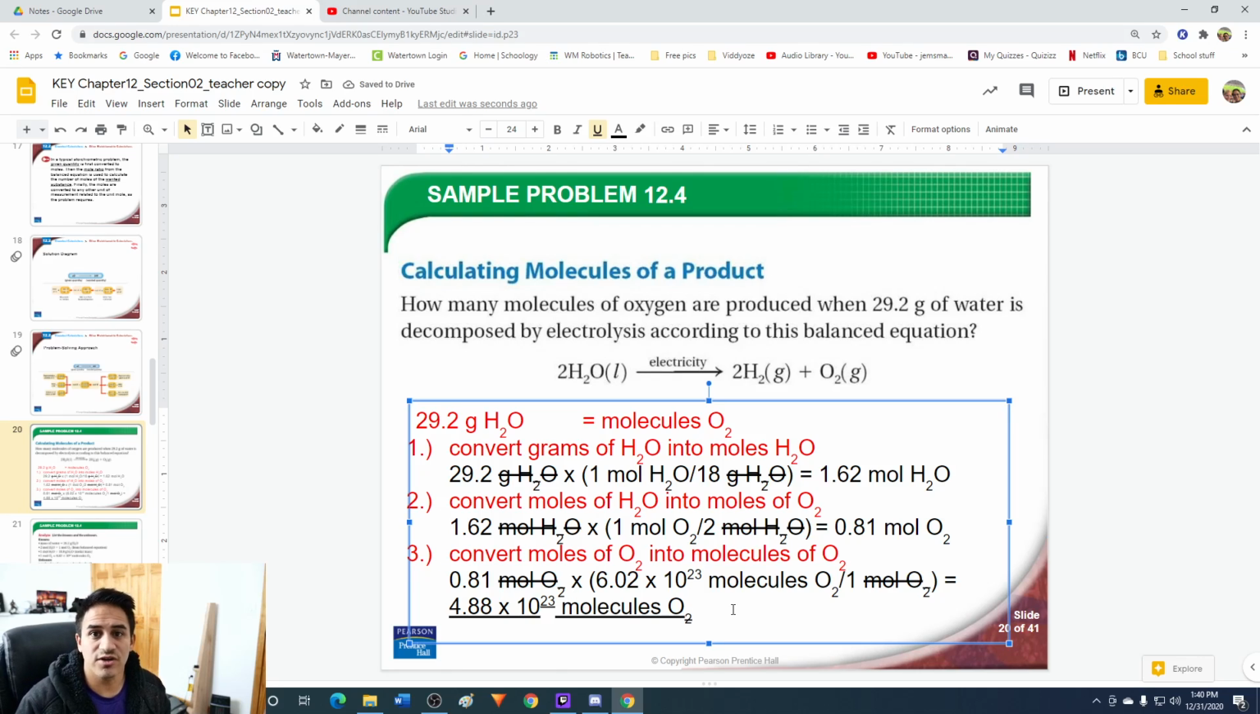Okay, and there we go. That is our final answer, because that's what they want us to find: how many molecules of oxygen are produced? All right, so hopefully that gives you the steps you need to do these kinds of problems. They look really confusing, but it's the same steps every time, okay?